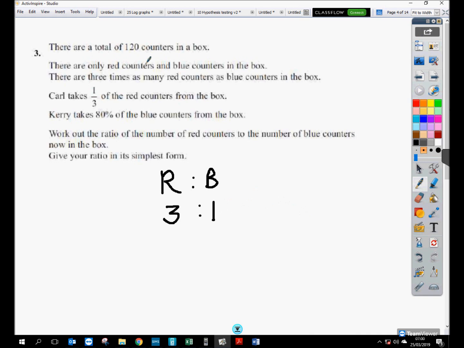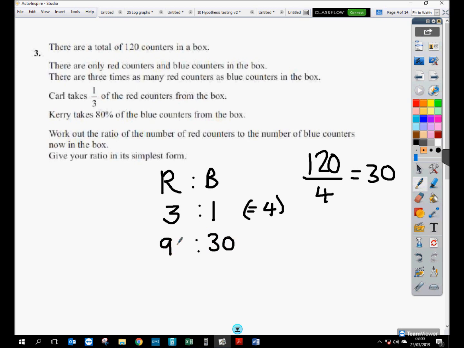Now, we know there are 120 counters in the box. But we also know there's 4 parts altogether here. And we know that this 4 parts represents 120 counters. So 4 parts for 120 counters. If I divide 120 by 4, I can work out what 1 part is worth. 1 part is worth 30 counters. So that means there must be 30 blue counters and as a result, there must be 90 red counters. Okay.